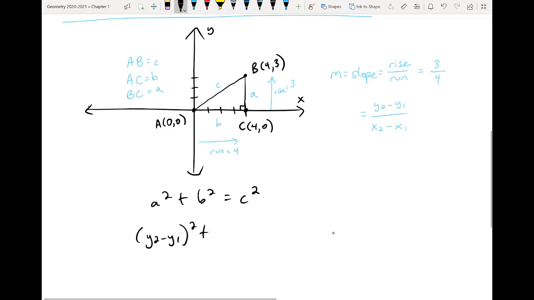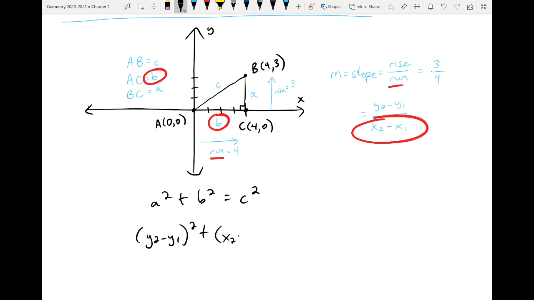Next, I have b, right? Well, look at what b is. Again, b is line segment AC. Okay, AC is the run. Our run is equal to x sub 2 minus x sub 1. So for b squared, I substitute b, which is x sub 2 minus x sub 1, and we're going to square that.